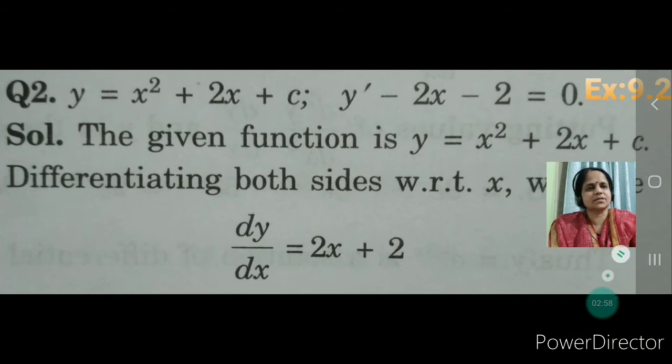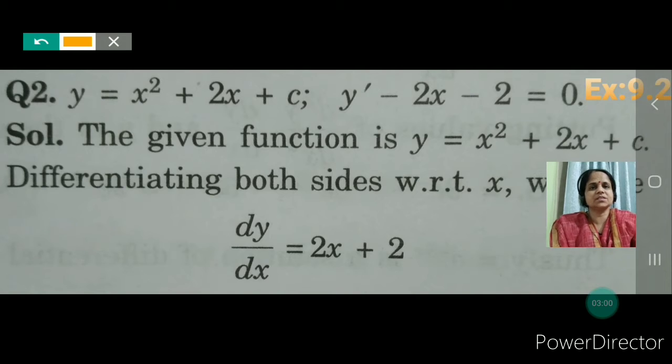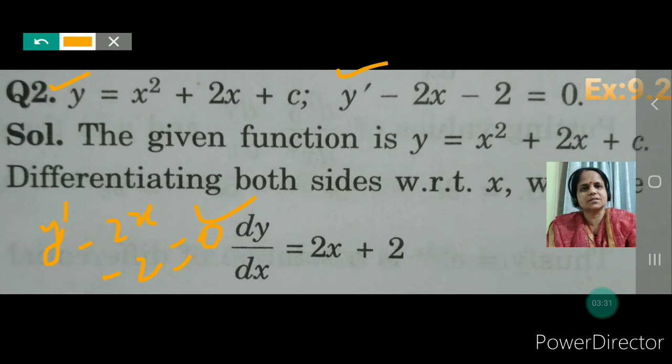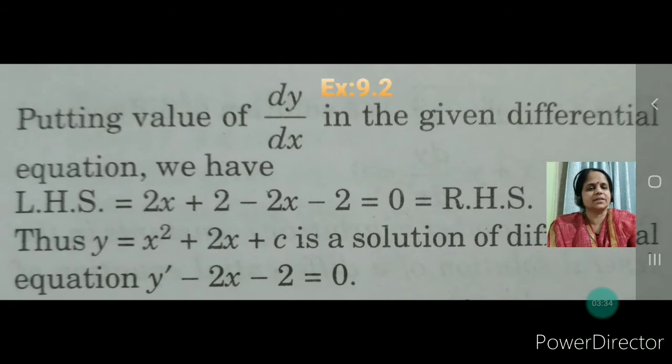Move to the second question. In this question, y is given, it is the function. We have to prove that it is the solution of this differential equation. So first, from this function find the derivative. So dy upon dx is equal to 2x plus 2. By transferring this 2x plus 2 to this side, you will get y dash minus 2x minus 2 is equal to 0. In one step you can get the answer, or you can do it like this.